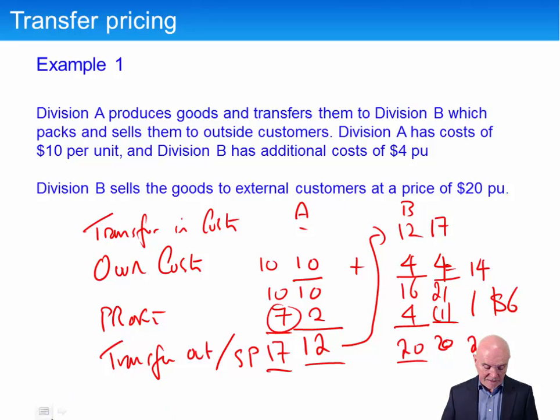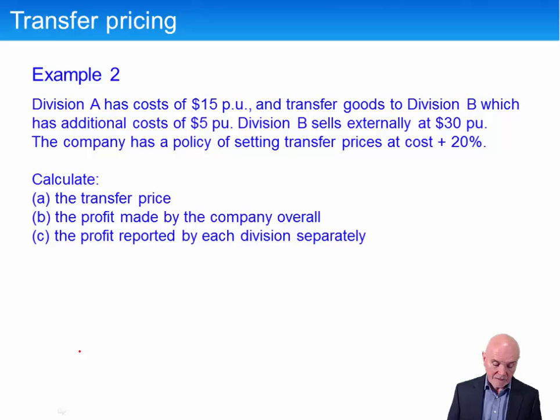Okay, let's see the next example. It asks us here to calculate the transfer price, the profit made by the company overall, and the profit reported by each division separately. It's very, very simple. So it's really just setting it here at cost plus 20% as one of the ways of setting a transfer price. But the shape is the same as before.